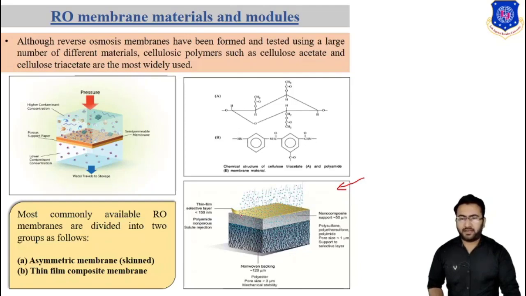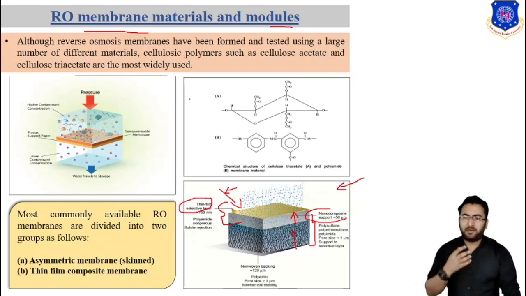So you can see here the thin film composite membrane, which has three layers. The first layer is a thin film layer, or dense layer. The second is a support layer for that dense layer, and the third is a backing layer for supporting these two layers. The first layer is used for the separation, whereas the other two layers act as support for this first layer. So this is all about reverse osmosis membrane material and module.